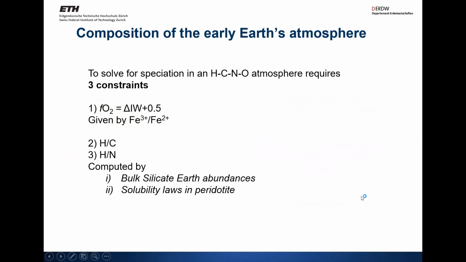However, of course, if we want to solve for the atmospheric composition discretely, in the system H, C, N, and O, we need three constraints. So the first is the oxygen fugacity, which is given by our Fe3+/Fe2+ ratio, but we also need to know the H/C ratio of the atmosphere and the H/N ratio of the atmosphere. And this can be done by considering two factors, which I won't go into detail here for lack of time, but essentially we need to know estimates for these in the bulk silicate Earth. So again, using these peridotites.